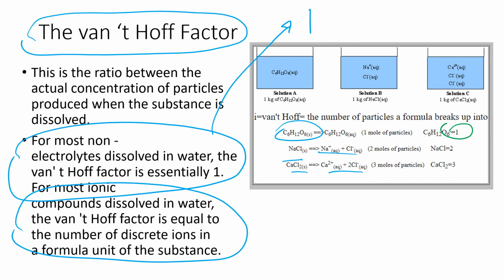So sodium chloride breaks up into 2 things, so the van 't Hoff factor is 2. If something is going to break up into 3 things, because you have a Ca2+, then a Cl- and a Cl-, so it's 1, 2, 3, so your van 't Hoff factor is 3. Okay?